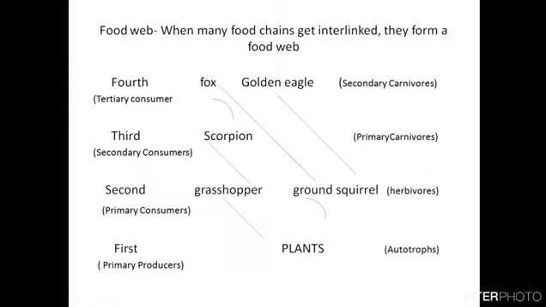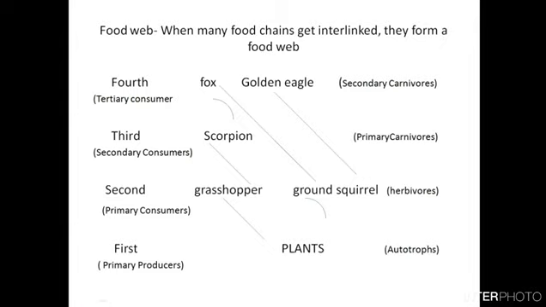Let's go further. Another definition is food web. Now what is food web? When many food chains get interlinked, they form a food web. So you have to learn the definition of food web by heart. All right. Now let us look at this example of food web.